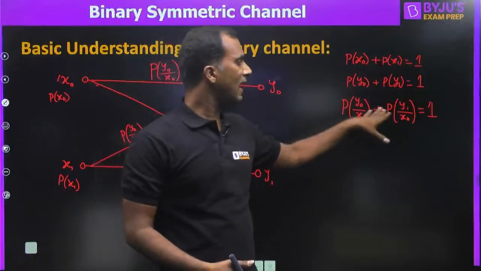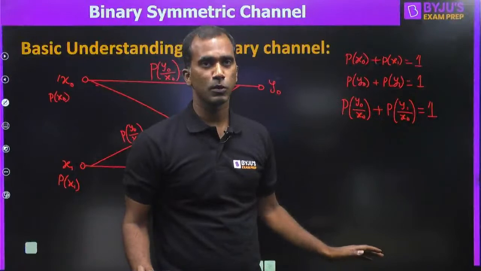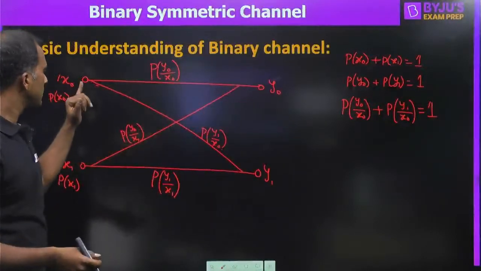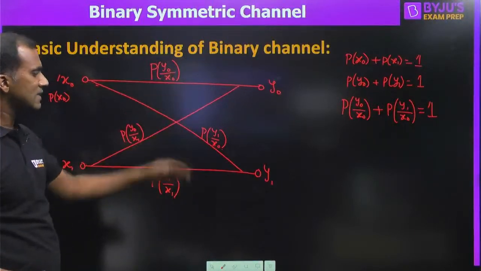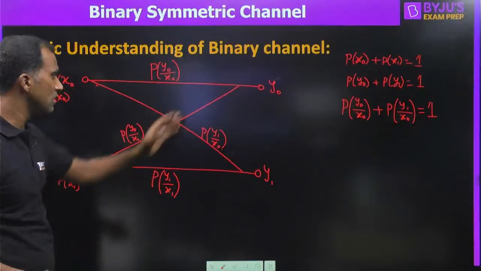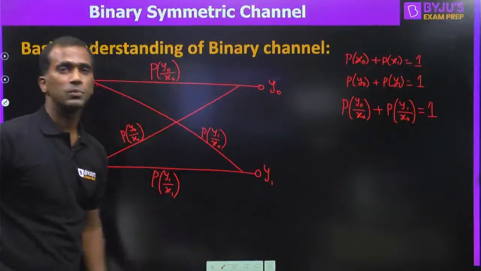If you randomly add some two conditional probabilities, it will not result in 1. Let me make it clear with another example. Say there are 3 lines starting from x naught. Let's say it's a 3 by 3 channel instead of 2 by 2: x naught, x1, x2, y naught, y1, y2. Then from x naught, one more line will be there to y2.